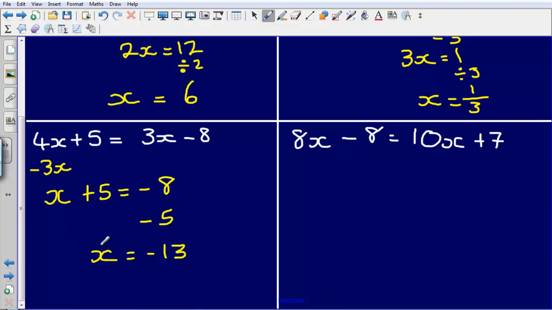In this situation, I just leave the x as it is. I haven't got to divide by anything because, as you can see, I've already got just the x on its own.